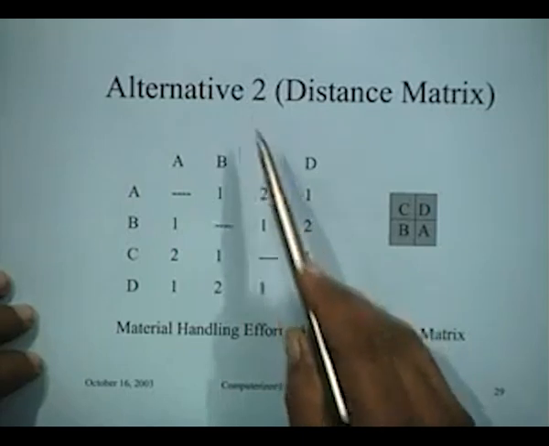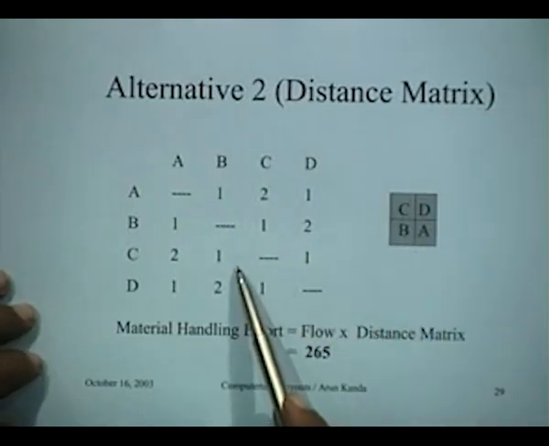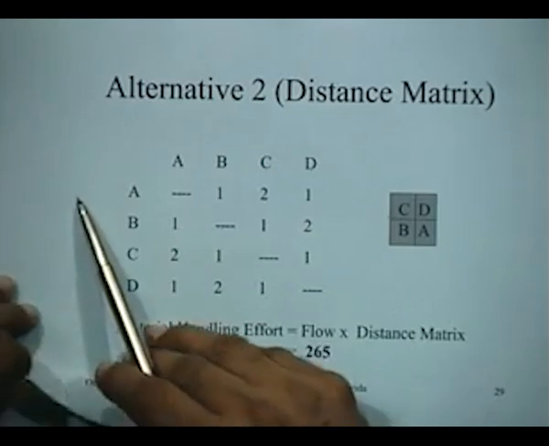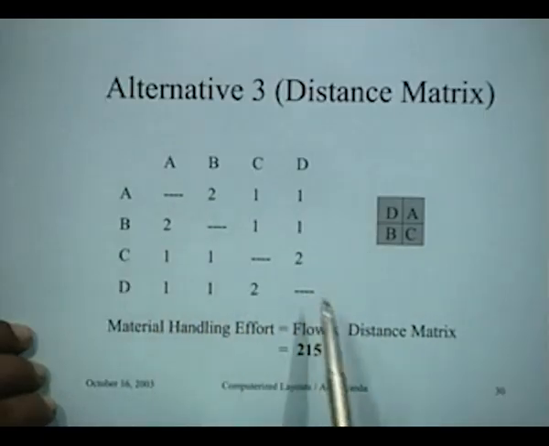This could be repeated for the second alternative. This is the layout. This is the new distance matrix. The flow matrix remaining the same, the total cost will be 265 by this procedure. For alternative 3, this is the new layout. This is the new distance matrix here. Again, the material handling effort with the flow and the distance will come out to 215, which you can calculate by the same procedure.